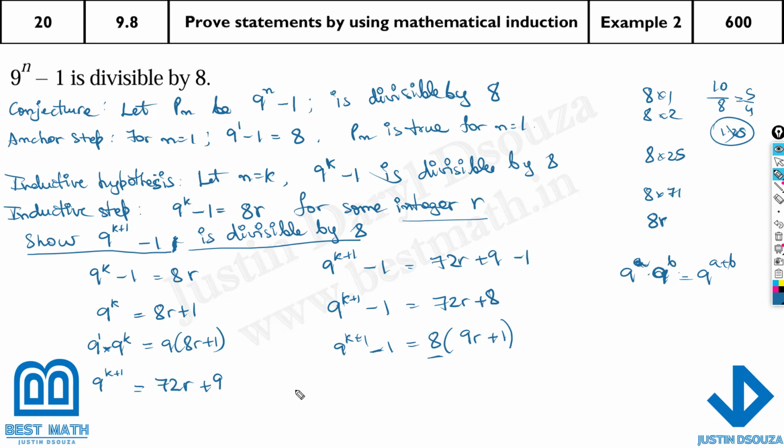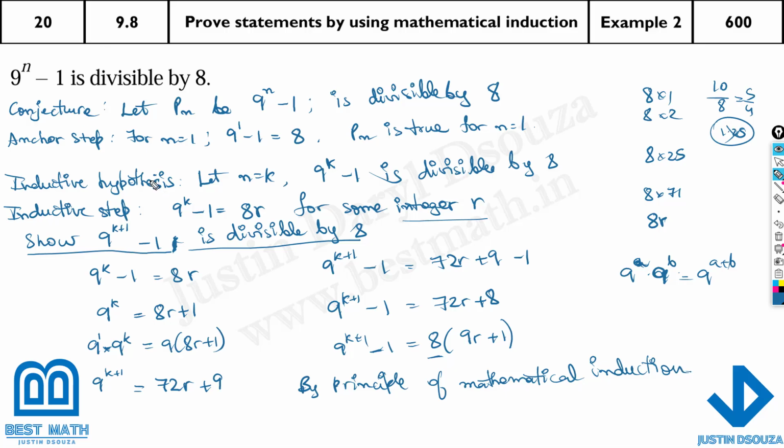Now after this step, we can just conclude by the principle of mathematical induction. It will be given in the question. By the principle of mathematical induction. You should write mathematical induction. I'm just writing it out.